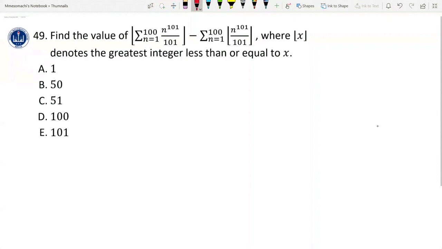So we'll be looking at problem 49, second to the last number theory problem in the exam. That's the National Mathematics Olympiad, first round, senior category. So let's look at this problem.